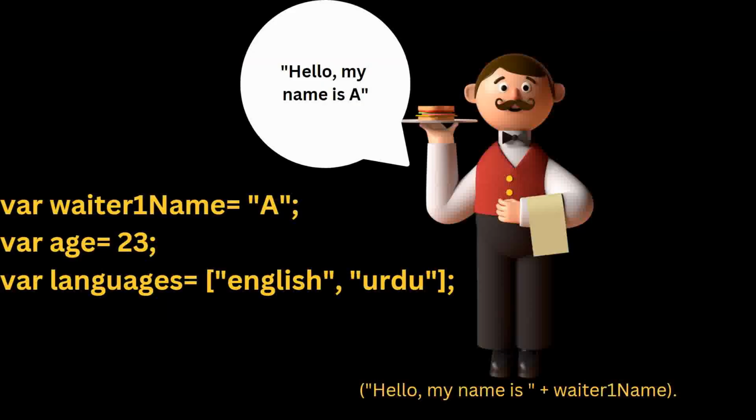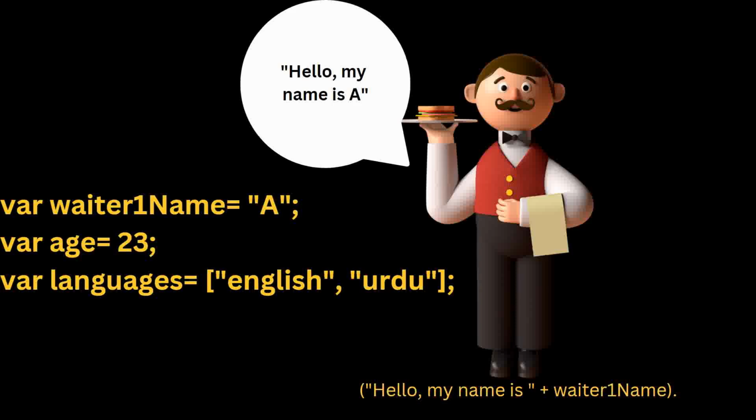So let's go ahead and employ our first waiter. His name is A. In addition to his name, there are a number of things that you need to know about him, so let's quiz him. Alright, so what is your name? My name is A. So for this, we can create a variable that can capture and save his name, like waiter1 name. As we keep quizzing him, we will get to know his age and the languages that he speaks.